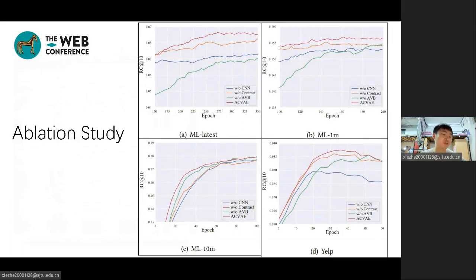In order to show the key role of each part of the model, we also have an ablation study to test the performance of the model without CNN, without contrastive loss, and without AVB respectively. The red one is the curve of ACVAE, and the training curves are shown here. We can see that all of the key parts in our model contribute to the final performance of ACVAE. That's great.